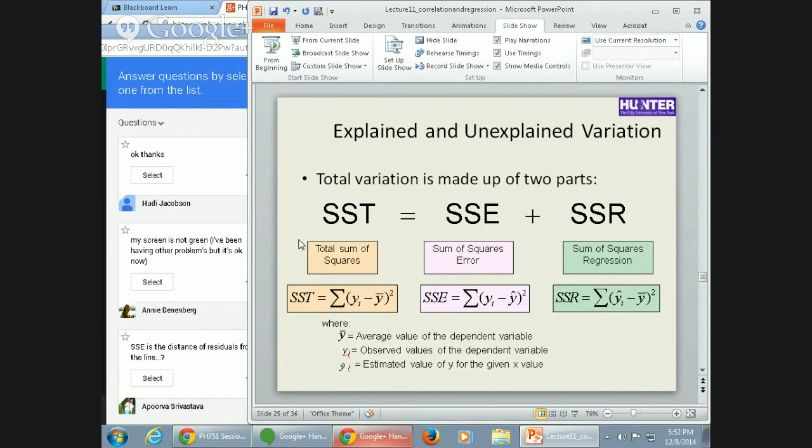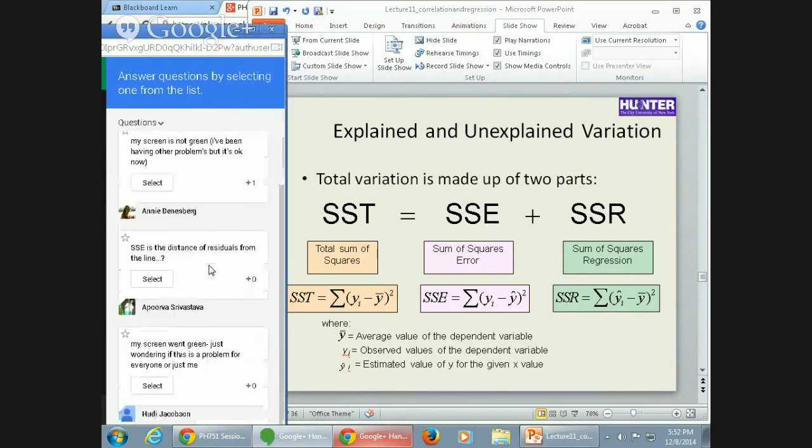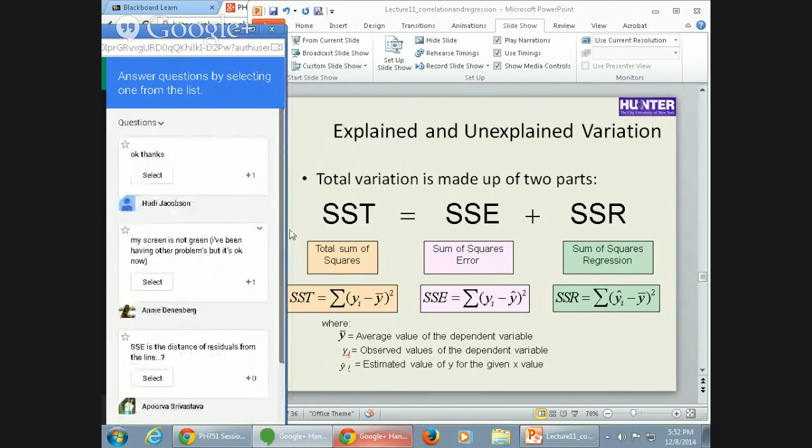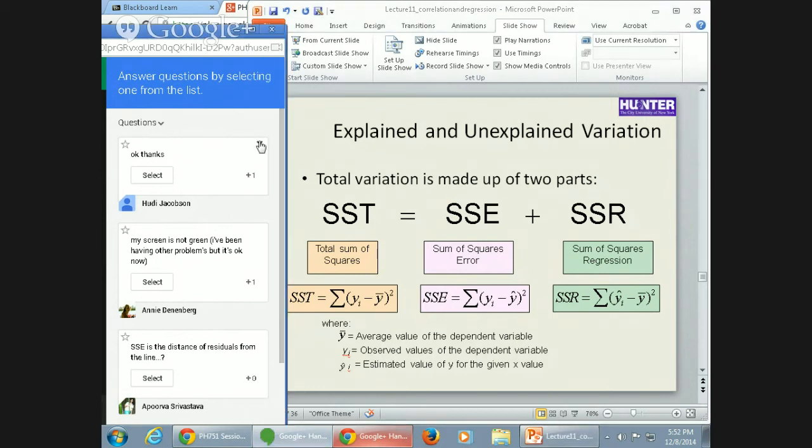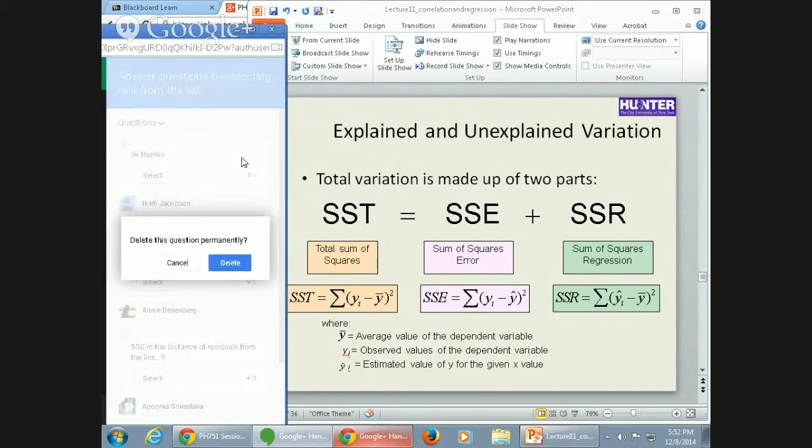Was there another question here? No. Okay. So we're breaking up our sums. Yes. SSE is the distance of residuals from the line. SSE? Oh, good question. Oh, okay. It looks like I need to clear questions to make sure.